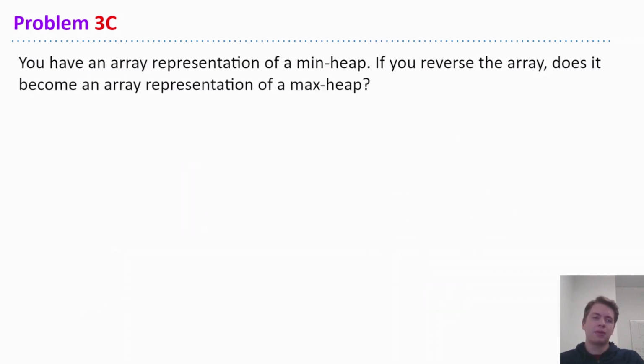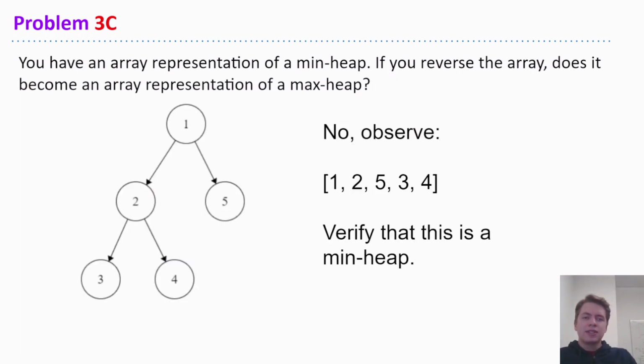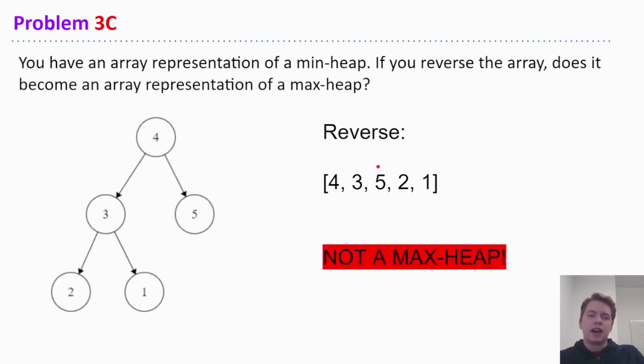All right, for problem 3C, you are asked, you have an array representation of a min heap. If you reverse the array, does it become an array representation of a max heap? And the answer is no, right? It once again has to do with the children being in a different order. So if we were to flip this, right, then because 5 was an immediate child of the previous overall root 1, we can see that this would not be a valid max heap, and the statement is not true.